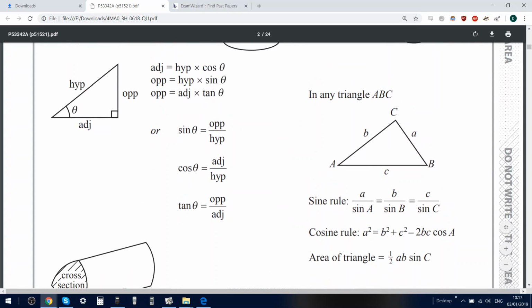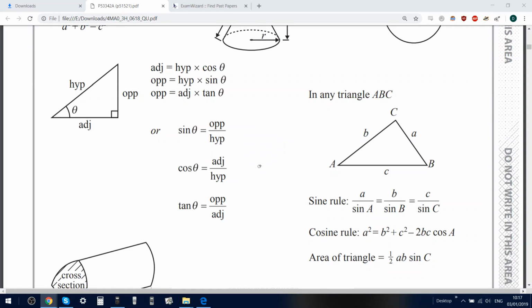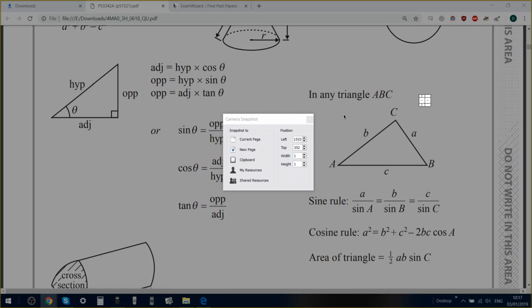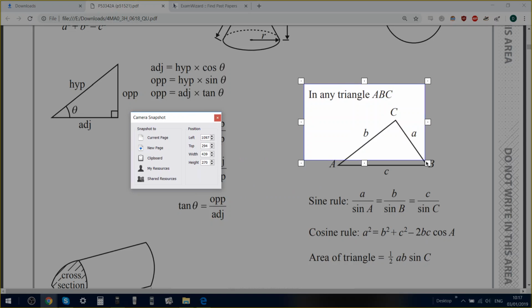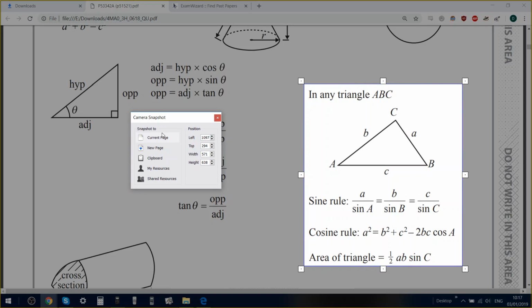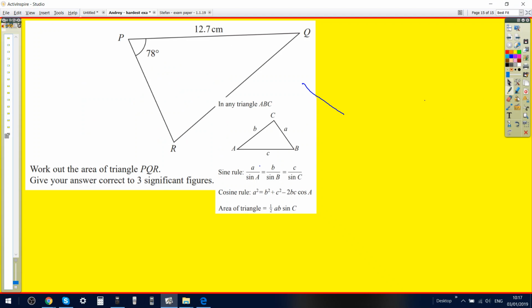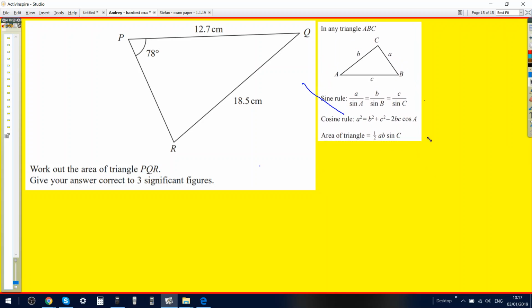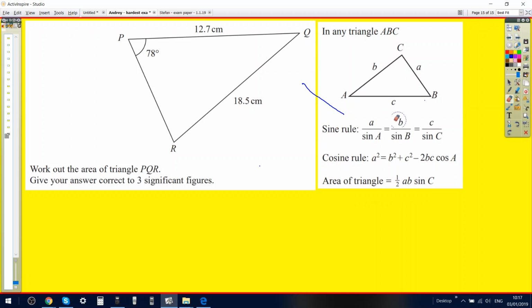Yeah. So we have that triangle. So in any triangle... So how could you use that? And so what are you trying to find? And how will you find that?